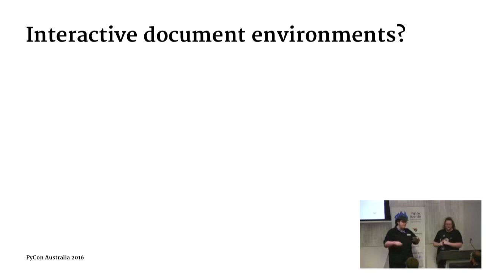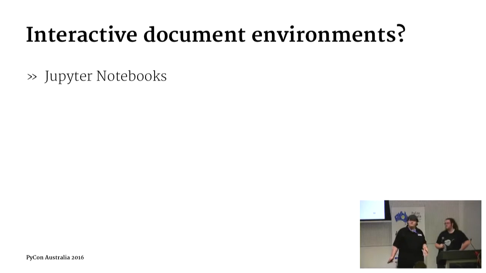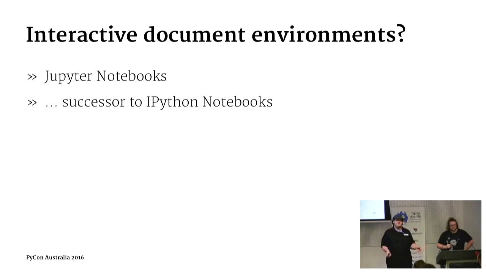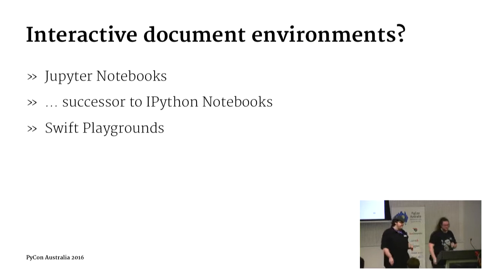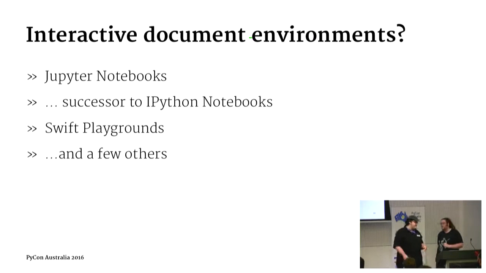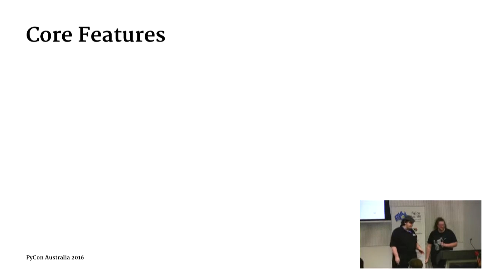Right, so there's a bunch of different interactive programming documentation environments out there. You're probably familiar with many of them. There's Jupyter Notebooks, which was the successor to IPython in many ways. There's the Swift Playgrounds, which you already mentioned, and there's a couple of others. We're only really going to talk about Jupyter Notebooks and Swift Playgrounds because they're the ones we like, and they're really the only truly good ones as far as we can tell. Please prove us wrong. If you have any, tell us at the end. We'd love to learn more about other things.